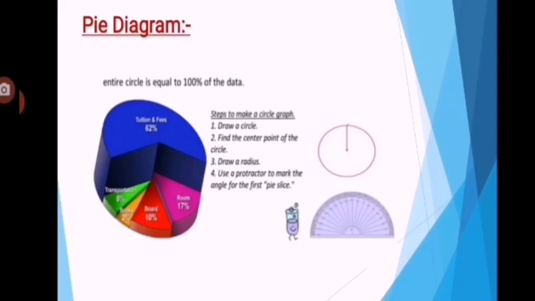Shown in the 3-dimension pie diagram. The entire circle is equal to 100% of the data in the slide. Steps to make a circle graph. First, draw a circle. Second, find a center point of the circle. Third, draw a radius. Fourth, use a protractor to make the angle of the first pie slice. This is the normal procedure to draw a pie diagram.